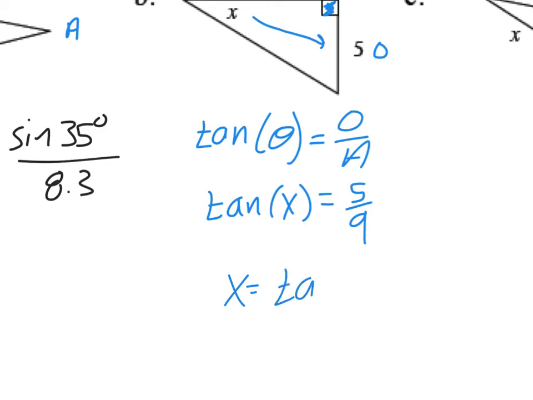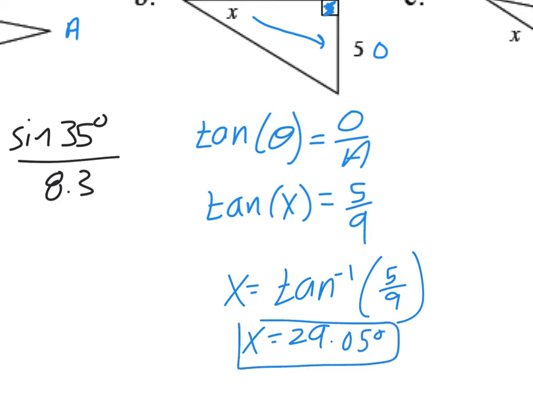So x is going to be equal to the inverse tangent of 5 over 9. And that's something that we need to type in our calculator. To type that in, you press second tangent, and that gives you the tangent with the little -1. Then you do tangent inverse of 5 over 9, and that gives you 29.05. So that angle is 29.05 degrees.